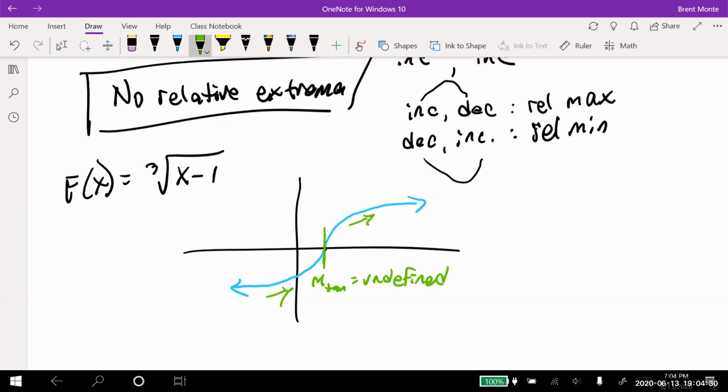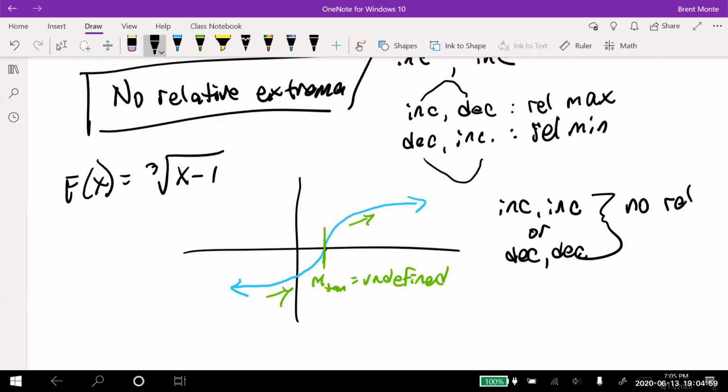I wanted to show you one that didn't have any relative max or min, no relative extrema, so that you know that can happen. So if you go increasing to increasing or decreasing to decreasing, there's no relative extrema. You could probably write that down here. Increasing to increasing or decreasing to decreasing, no relative extrema. And again, don't memorize that. Think about why that's the case. So that's the abbreviation of relative. I didn't want you to think that was an exclamation point.